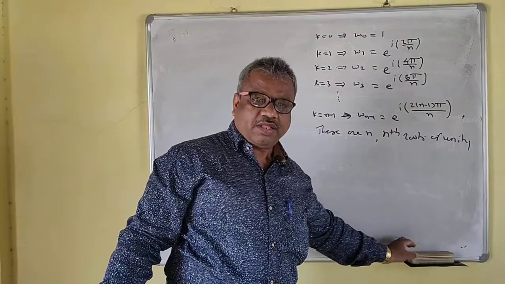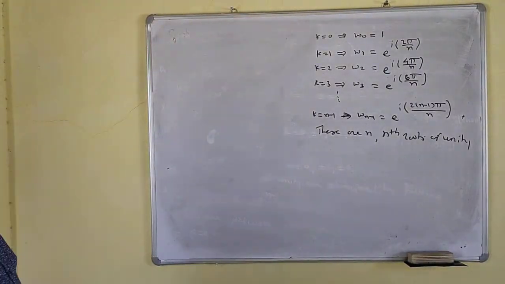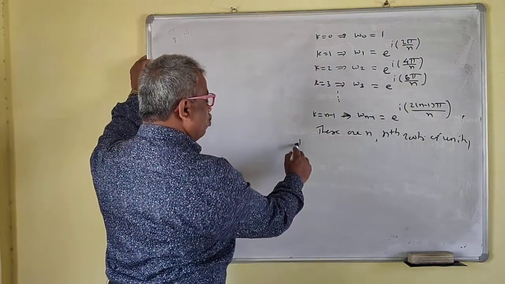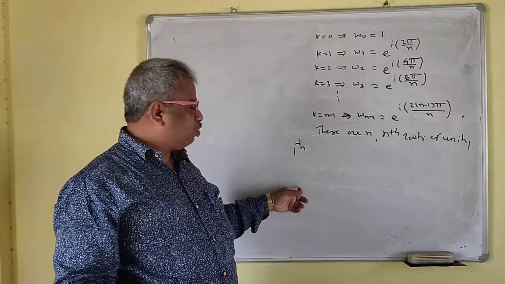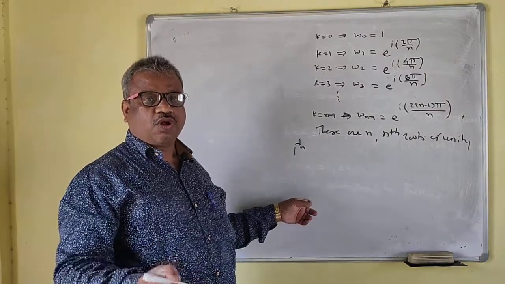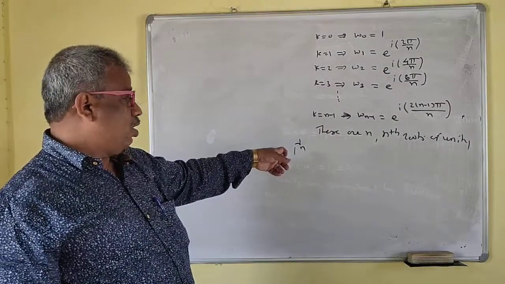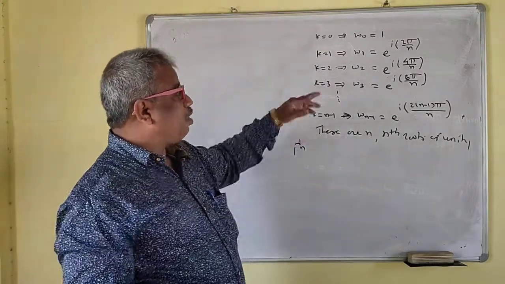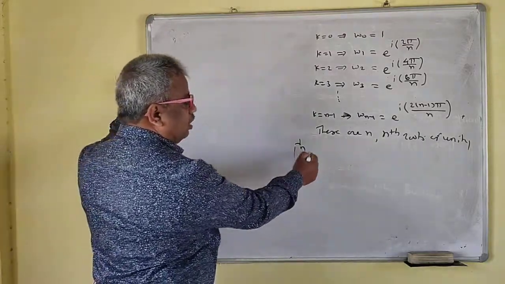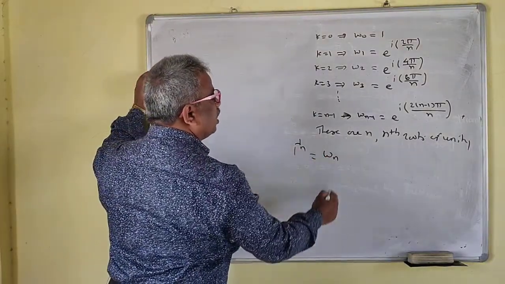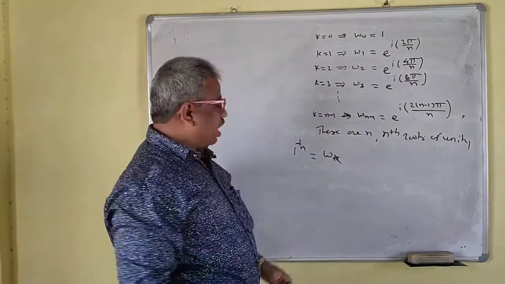So it is very simple to find nth roots of unity. These are the values of 1 to the power 1 by n. If you want to find a square root, then there are 2 roots. If you want to find a cube root, there are 3 roots. So these are the values of 1 to the power 1 by n.